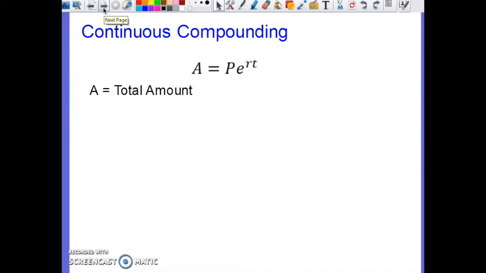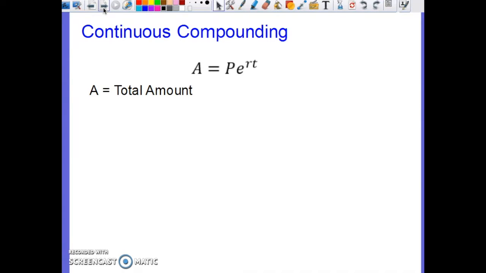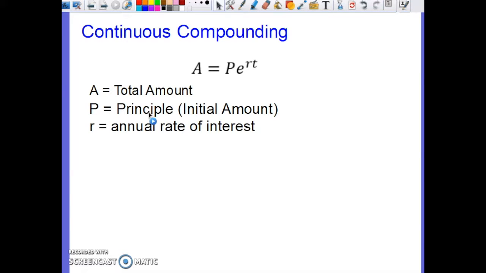Which brings us to continuous compounding. Because this approaches some number, it gets to a point where it doesn't matter how many times you're compounding it, because it won't ever go past e. So with this formula, our total amount is equal to our principal, or initial amount invested, times e raised to the rate of interest times the amount of time that has passed.